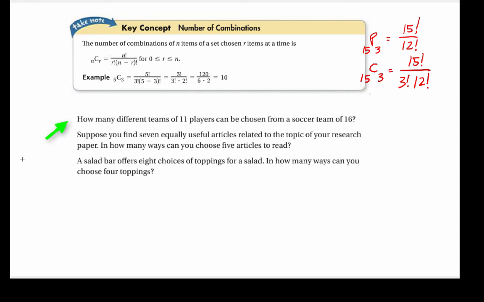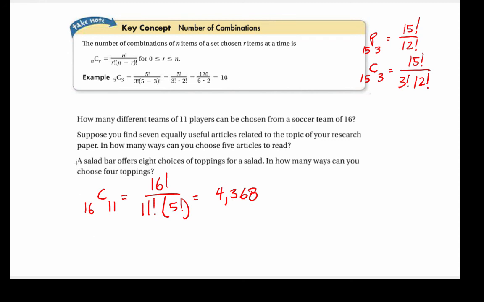Okay? So here are examples of the wording of combination problems. How many different teams of 11 players can be chosen from a soccer team of 16? Well, we have 16 items, and it's a combination because there's no ordering or arranging, we're just choosing 11 players. So we have 16 factorial over 11 factorial, and the difference of these two is 5, so we have 5 factorial. If you expand it out and simplify, or you use your calculator, you're going to get 4,368 combinations.